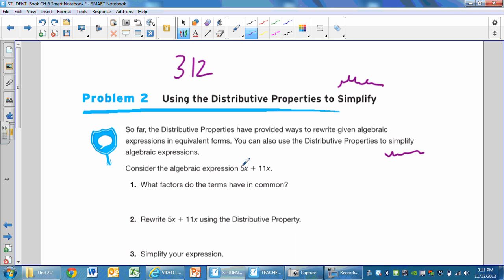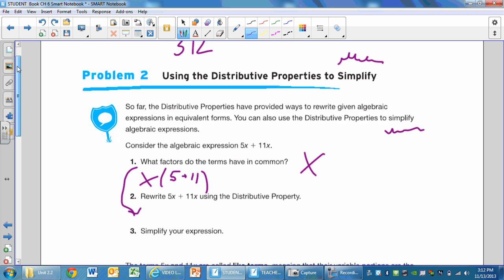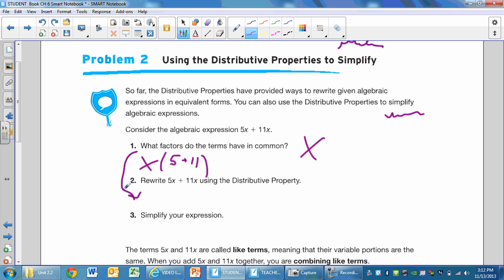Well, 5 and 11 are prime. Well, x, they both have an x. So if I take out an x, I would write x times the quantity of 5 plus 11. All right, and I rewrote that here for number 2. So that's number 2's answer. So when it says what factors did the terms have in common, you can simply say they have the x in common. And I already simplified it, so this is actually the answer to 3.